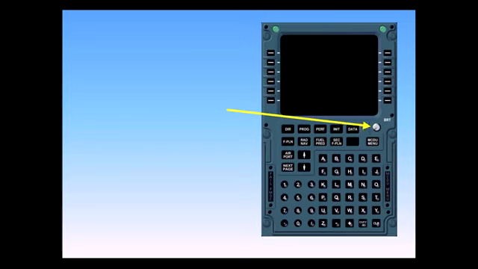The brightness knob increases the lighting in the entire display. Although the lights cannot be turned off, in this position they are dimmed. Full clockwise will turn them to bright.